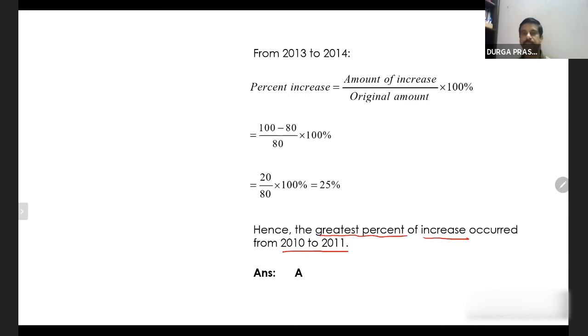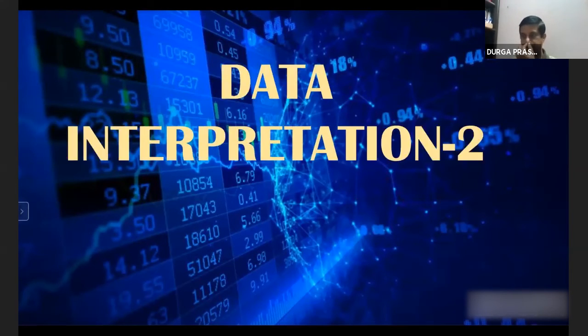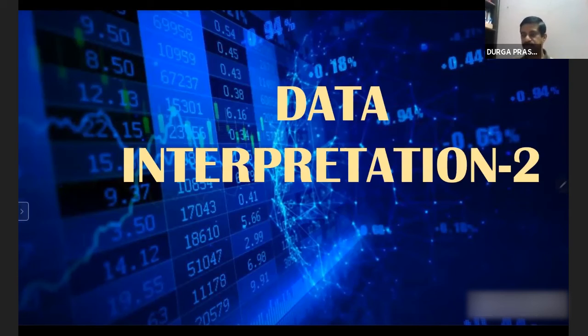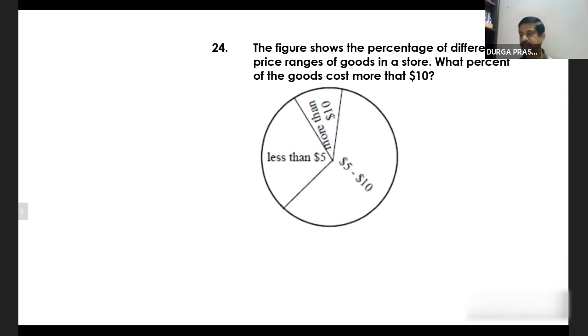Okay, children. So let's go to the next question. The topic is data interpretation 2. It's the same, but the questions are different. Data interpretation 2 and data interpretation 1 are the same. There will be no change of concepts, but the structures will be different.